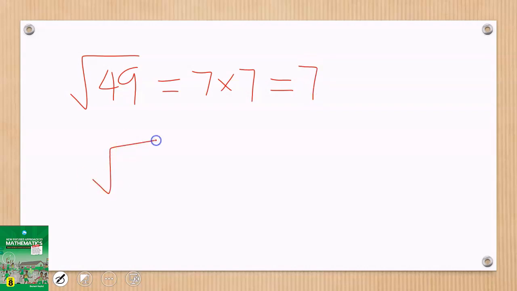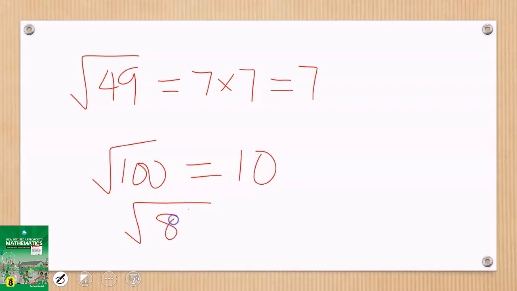So what will happen for root of 100? Of course, it will be 10 times 10, so root of 100 is 10. What is root of 81? So that will give us 9, because 9 squared is 81.